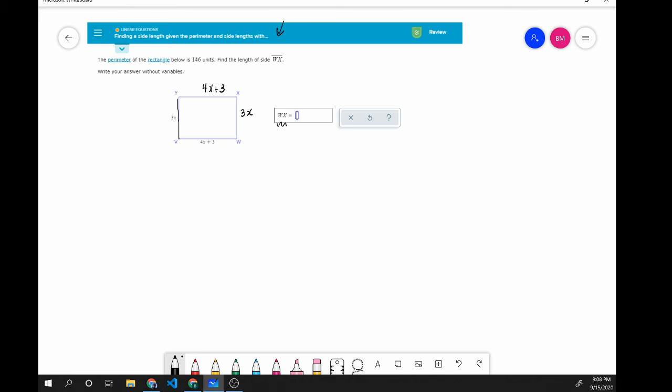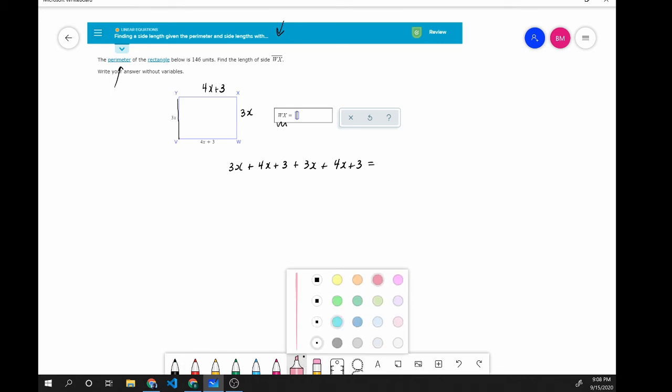It says the perimeter, which is all the sides added up. So I'm going to add all my sides of 3x plus 4x plus 3 plus 3x plus 4x plus 3. So that looks confusing. I'll go ahead and highlight it for you. So this 3x and 3x come from right here and right here.